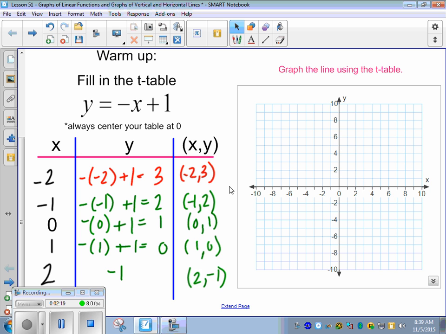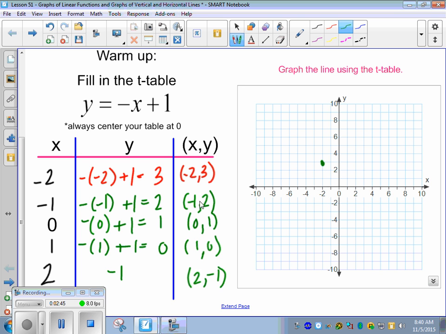It is a good idea, though, to give yourself the ordered pair column because it makes it really easy to graph. All right, so now that we have these ordered pairs, we are going to graph our line on this grid. We're going to start with negative 2, 3. Whenever I'm graphing, I start at 0. I'm going to move left 2 and up 3.